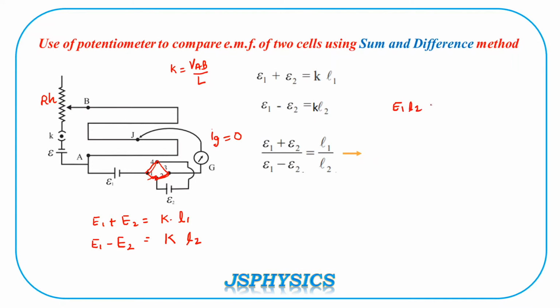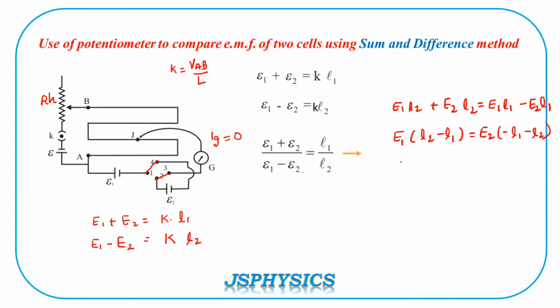Now if we simplify this, we can write E1 L2 plus E2 L2 is equal to E1 L1 minus E2 L1. Now, if we rearrange the terms, we can write E1 into (L2 minus L1) is equal to E2 into (minus L1 minus L2).